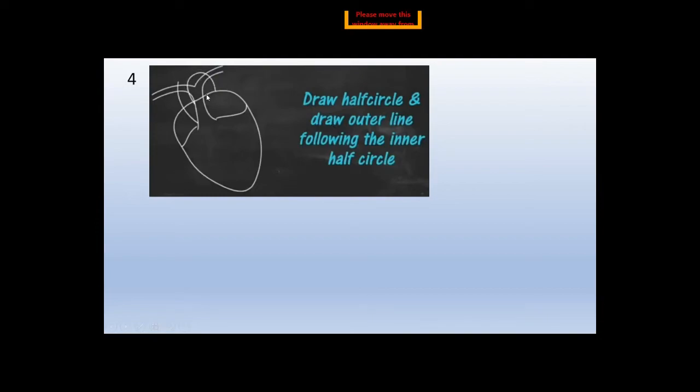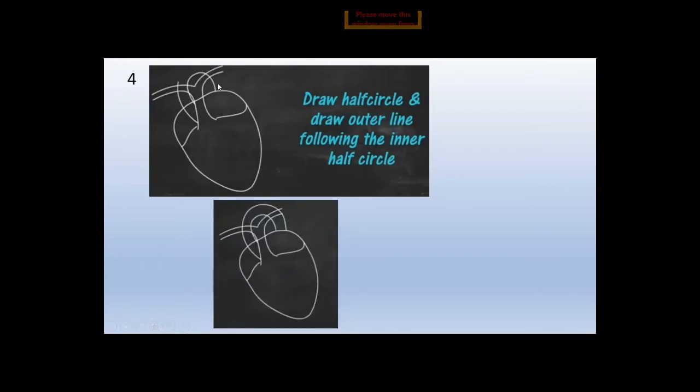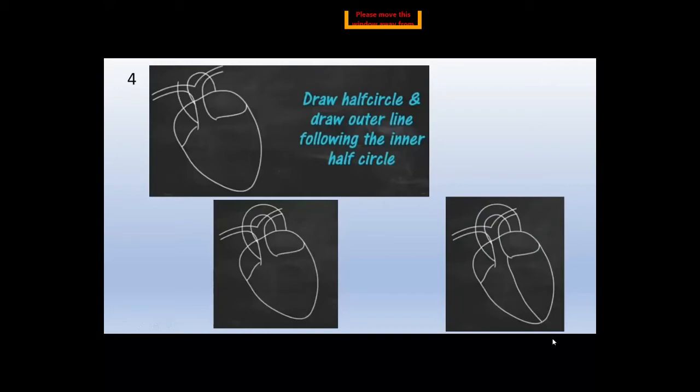My cursor is moving around the half circle. Okay, and then draw an outer half circle, which is following the inner circle. Like it. Okay, again, firstly what you have to do, you have to draw a half circle and draw the outer line following the inner half circle. And now you have to draw a line like it. This starts from the first curve till the pointed area of the cone.